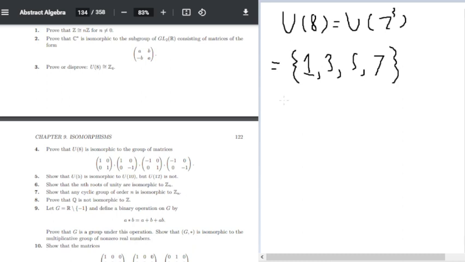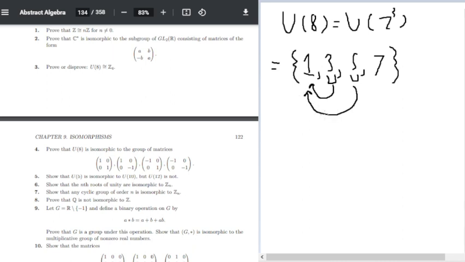So we know 3 is idempotent. 3 times 3 equals 9, which gets sent to 1. 5 times 5 is equal to 25, which is also sent to 1. And already we have a contradiction.